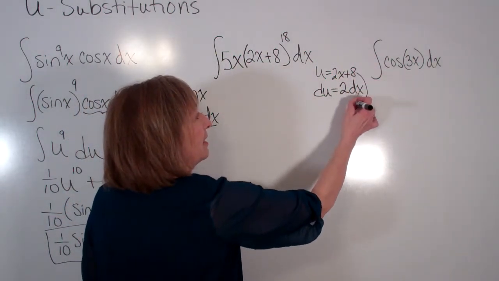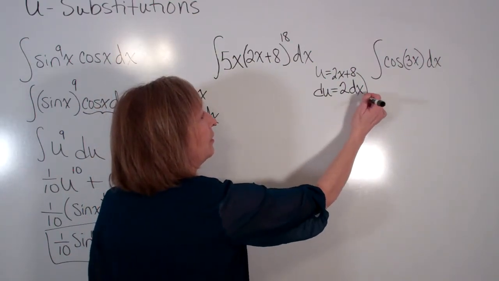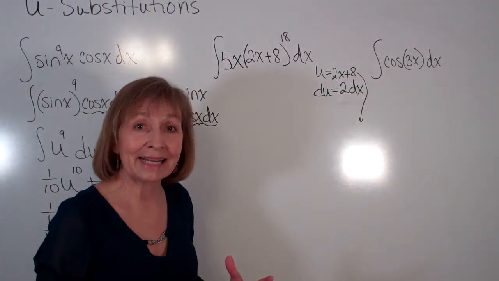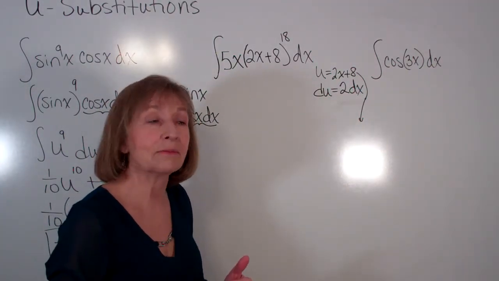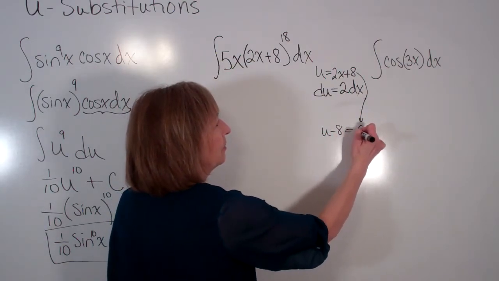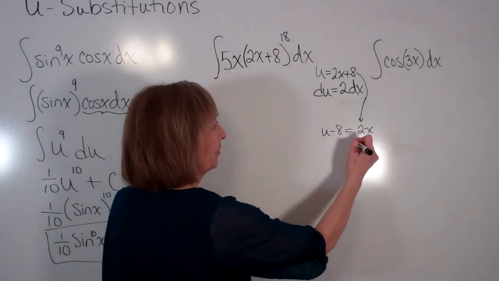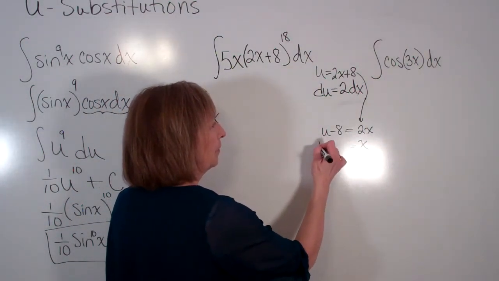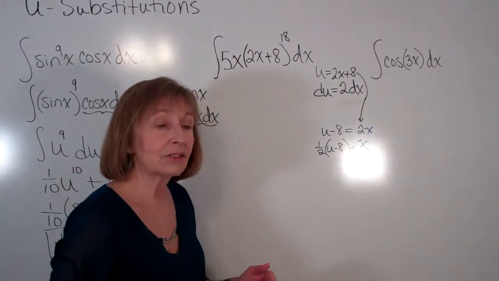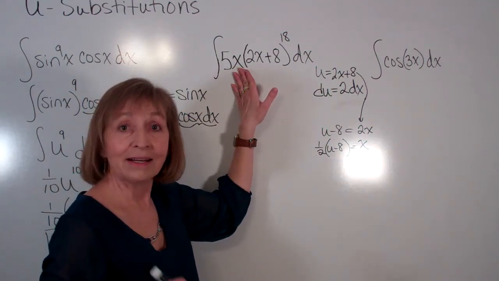We are going to bring this down here and say that if my u is equal to 2x plus 8, what if I want to get the x on a side by itself? Well, I'd have to subtract an 8 from both sides. u minus 8 is equal to 2x. And then divide both sides by 2. x is equal to 1/2 of u minus 8. So that's the expression I'll be able to put where the x is.